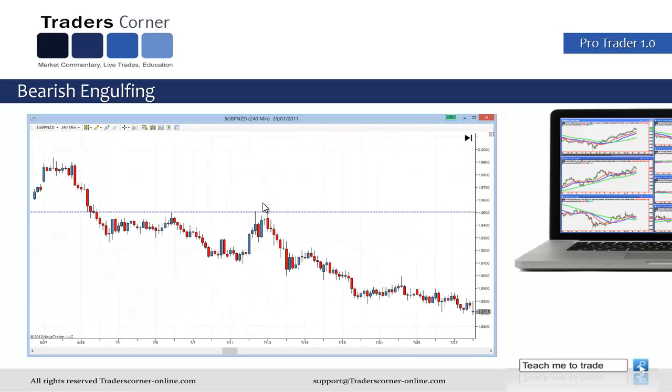Now let's take a look at the bearish engulfing pattern. Again, we're looking for the same things in the market. The only thing that changes is the candlestick reversal pattern. We're still looking for a trend in the market, a directional move, to reverse. The only difference is ultimately the name of the candlestick reversal pattern.